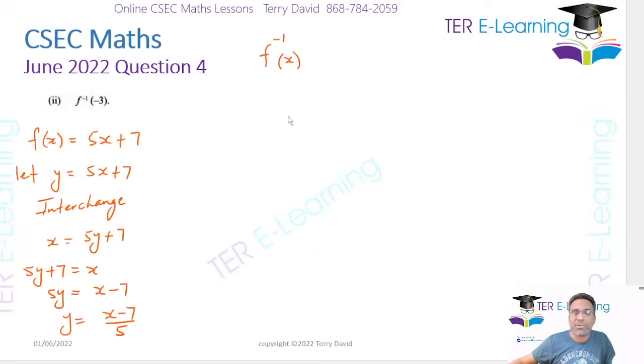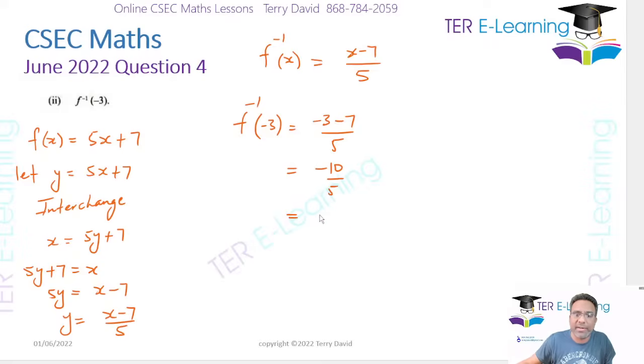So what that means here is that your inverse function is going to be x minus 7 divided by 5. So the question wants me to work out f inverse of minus 3. So all I'm going to do is substitute minus 3 into my equation. So this is going to be minus 3 minus 7 divided by 5. Minus 3 minus 7 is minus 10 divided by 5. And you're going to get minus 2. So that's your answer there. The answer is minus 2.